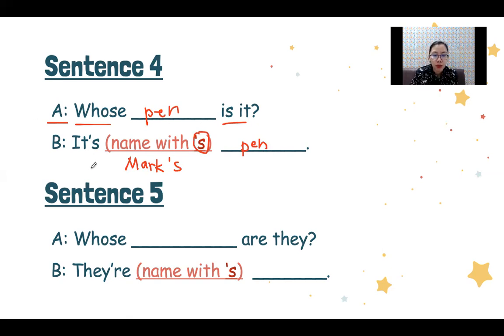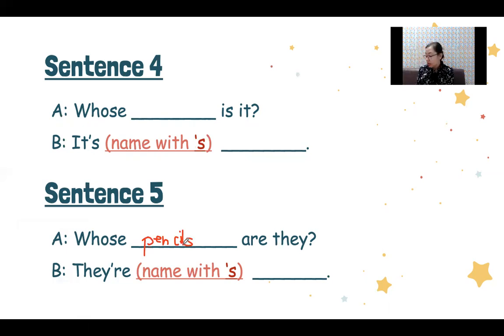All right, so for example, now for plural. So we say, whose books? Whose pencils? Okay, so let's say pencils.